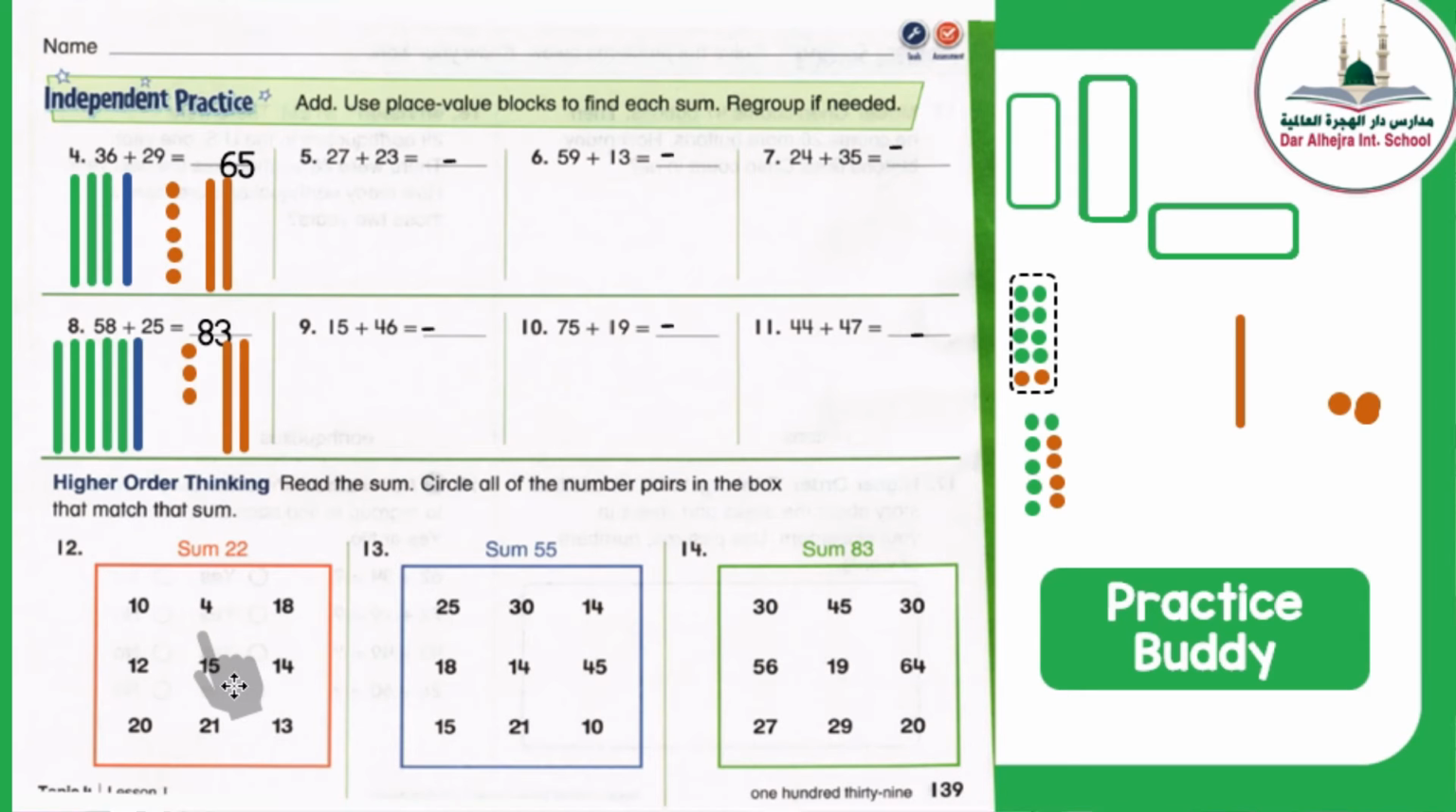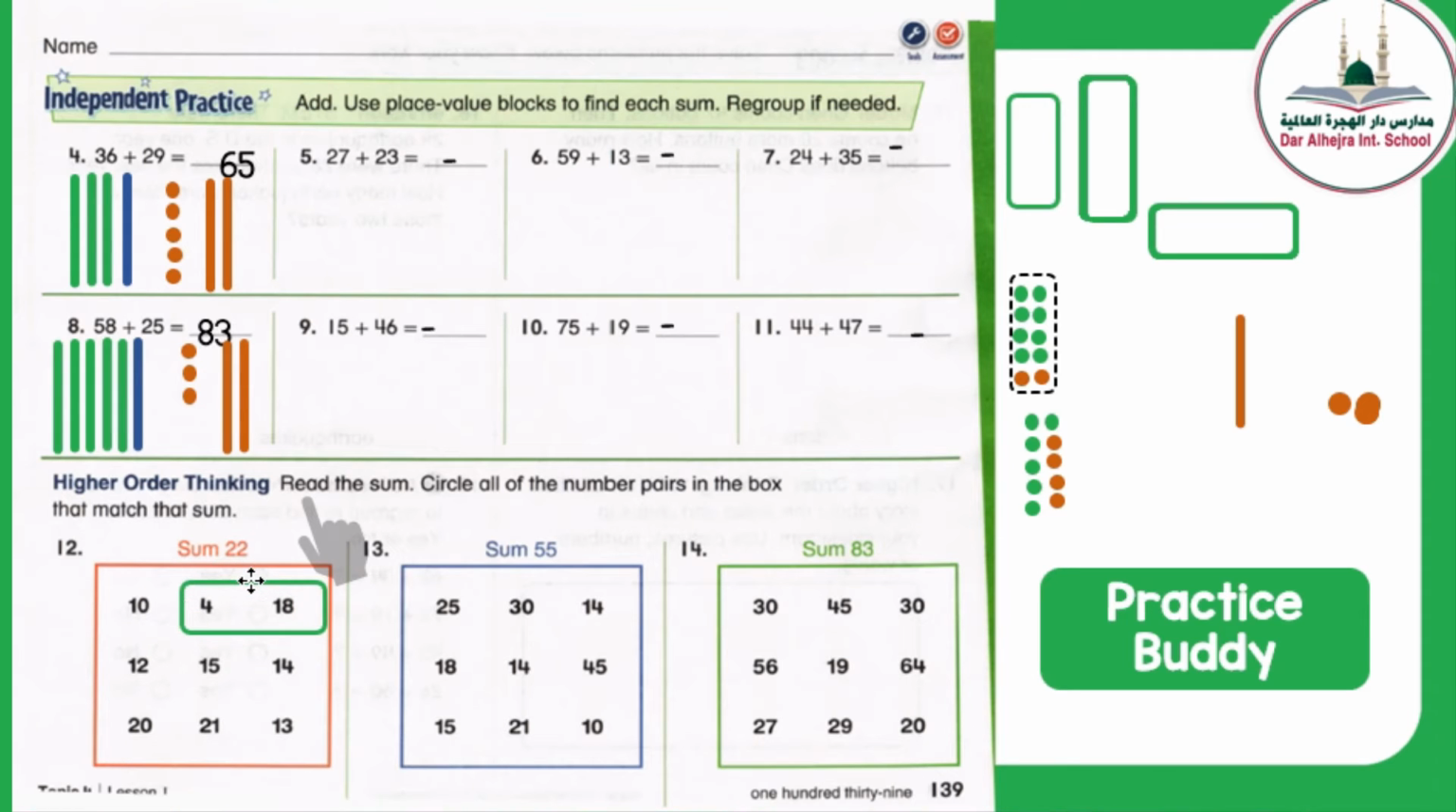Now here we have got an interesting math box where we need to add 2 neighboring numbers and check if the sum is 22. We are going to circle them. So let's start taking each one by one. Let's consider these two. 10 plus 4 equals 14. That means its sum is not 22. I'm not going to circle that.